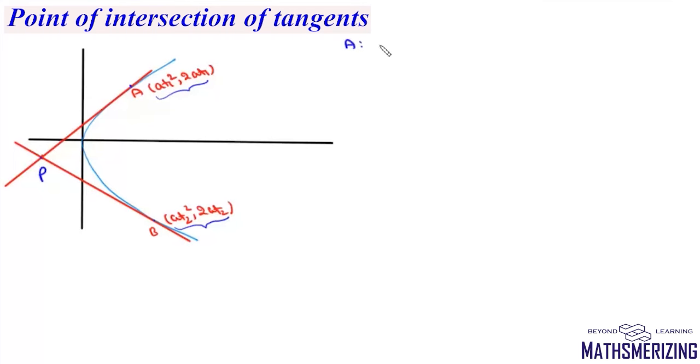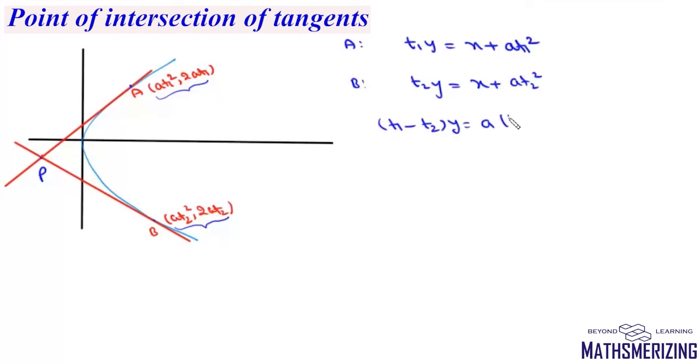So at A, the equation of tangent will be t1 y equals x plus a t1 square, and at B it is t2 y equals x plus a t2 square. Now first we'll find y, so we'll eliminate x. So I'll subtract the second equation from the first. I'll write (t1 minus t2) y equals a (t1 square minus t2 square). So from here we'll write y as a (t1 plus t2). So for the point of intersection, its y coordinate is a (t1 plus t2).